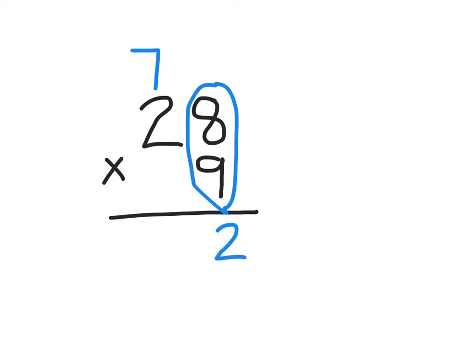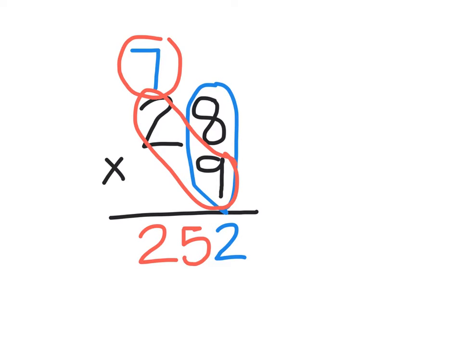Now I am going to multiply. My second step is multiplying 9 times 2, which is 9 times 2 tens, which equals 18 tens. Then I add the 7 tens from step 1 to equal 25 tens. So my answer for 28 times 9 equals 252.